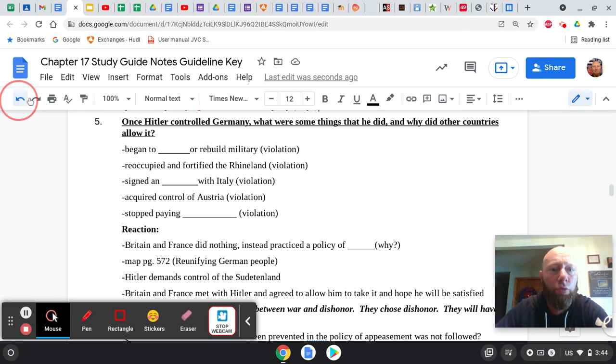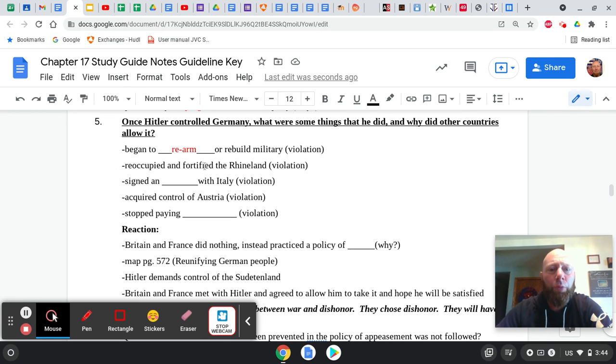Well, first he begins to rearm the military. All right, a violation of the Treaty of Versailles. But he starts to build up the military and essentially taunts the world and says, what are you going to do about it? We're going to have a Navy. It's going to be big. We're going to build up a huge military. Do something about it if you don't like it, world.